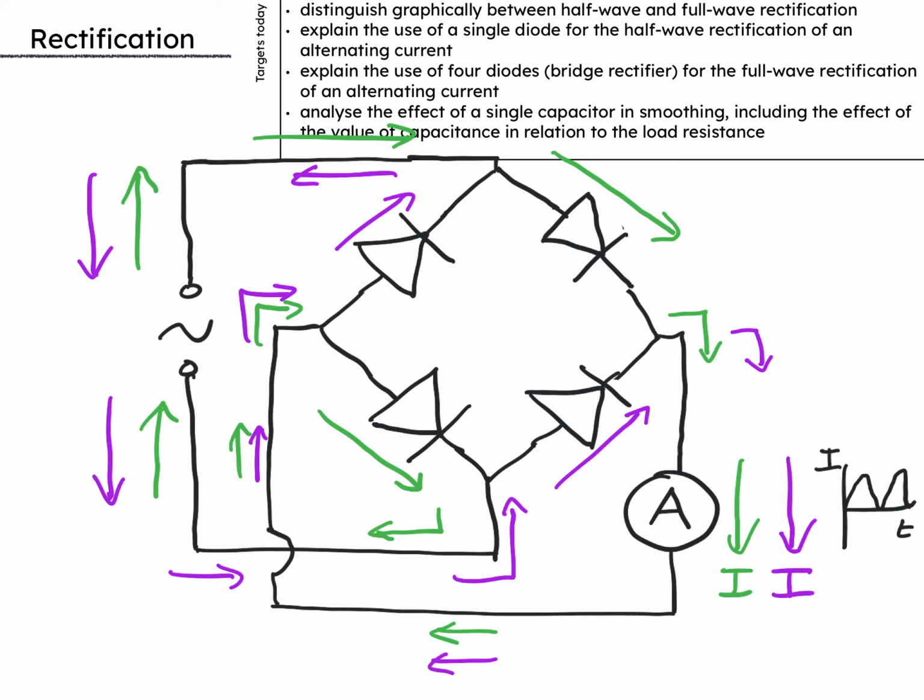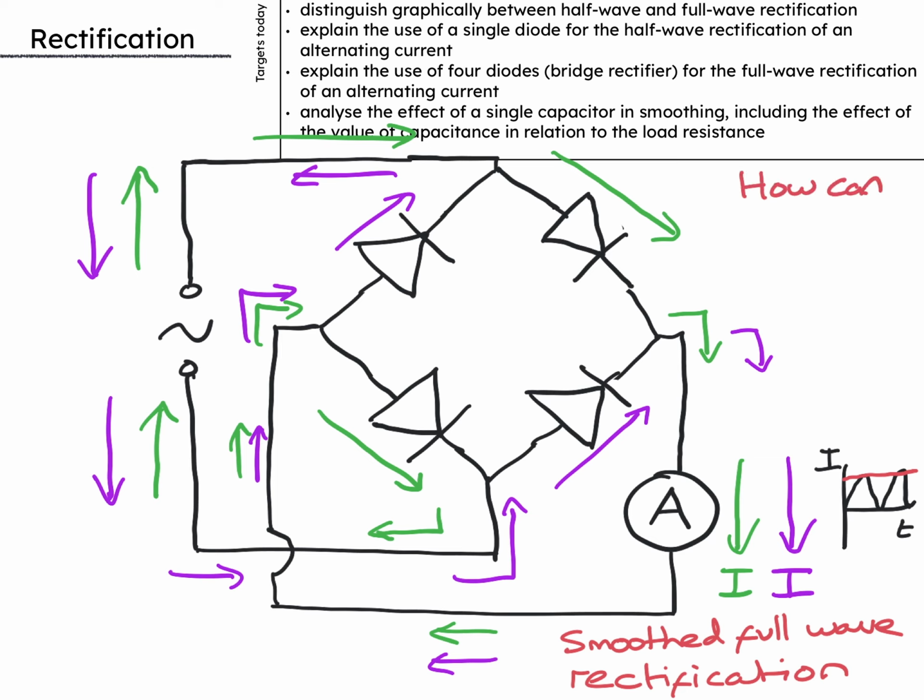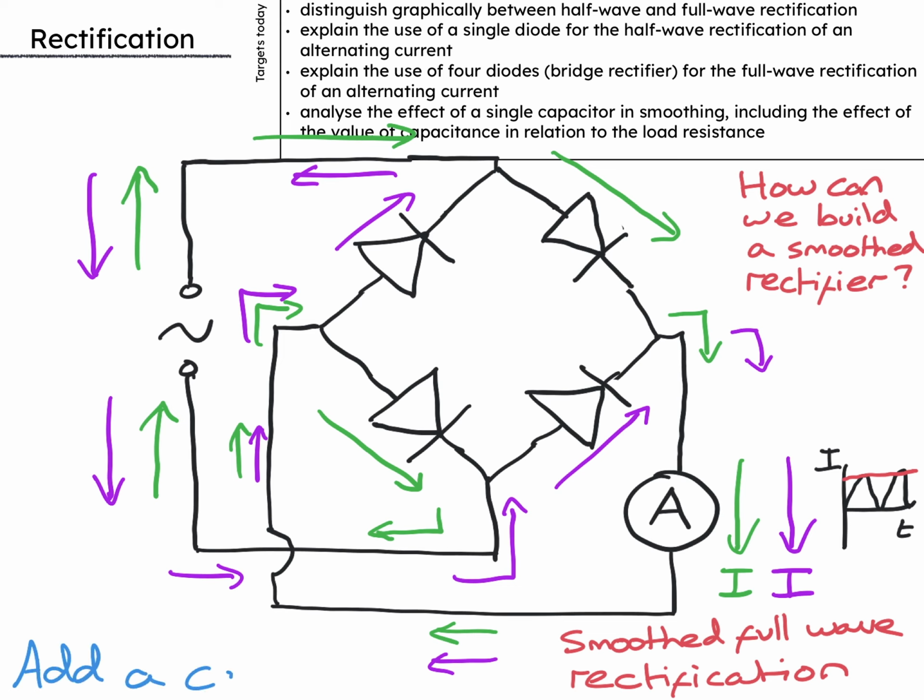If we want even better than this, we need the next step of rectification, which is called smoothed full wave rectification. Taking this current circuit, how could we provide a smooth signal, and can you explain it? Hit pause one more time. Alright, your hint this time is that I want you to add a capacitor. So where does it go and why?